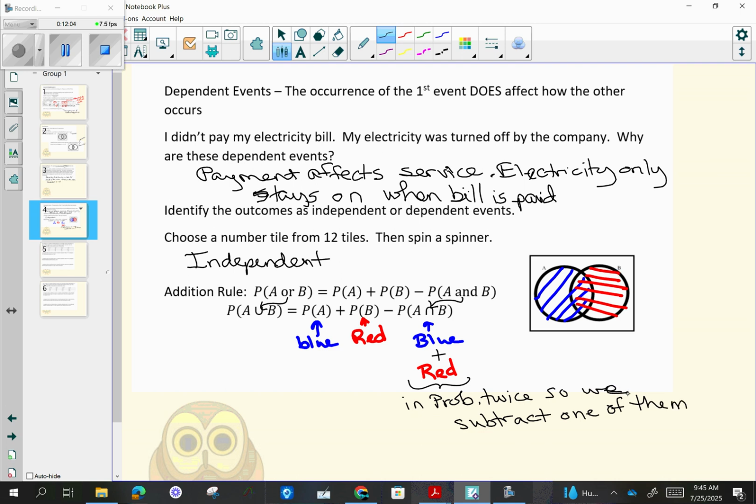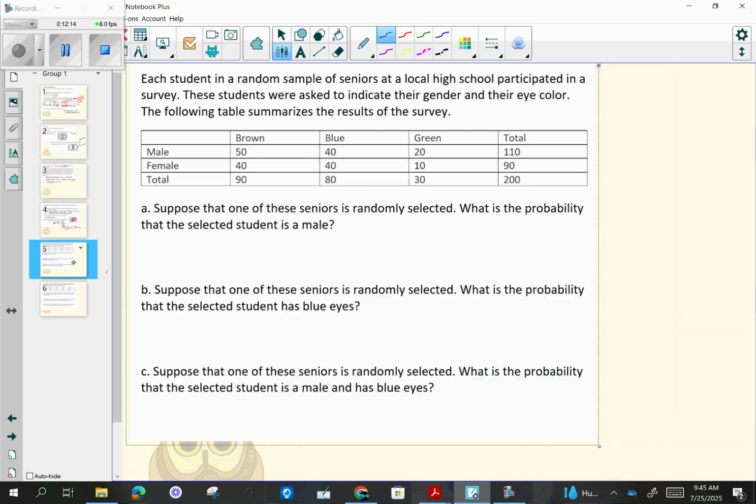And when we do that off of a chart like we're going to do on the next page, it almost becomes easier because you can just pull the numbers off the chart, but I'm going to show it to you with that addition rule just to make sure you recognize how it works. So on that last page, we've got the event, each student in a random sample of seniors at a local high school participated in a survey. These students were asked to indicate their gender and their eye color, and the following table summarizes the results.